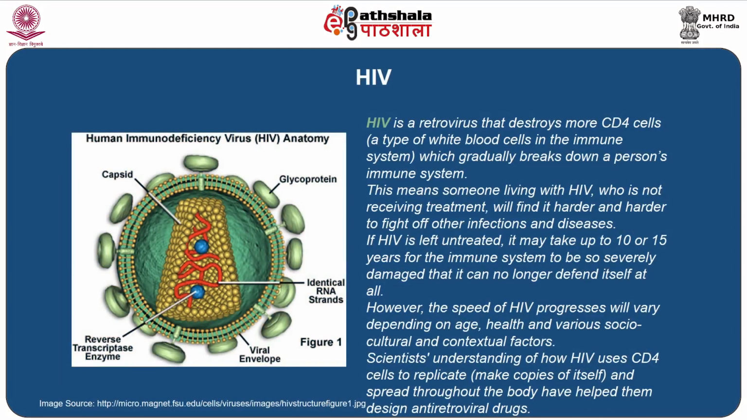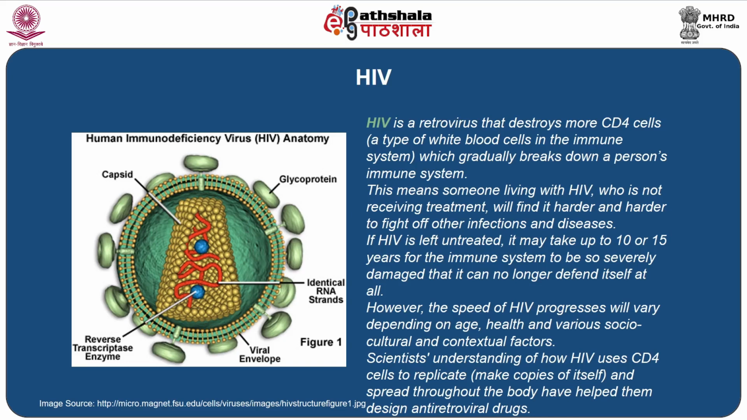HIV is a retrovirus that destroys the CD4 cells, which are a type of white blood cells in the immune system, which gradually breaks down a person's immune system. This means that someone living with HIV who is not receiving treatment will find it harder and harder to fight off other infections and diseases.